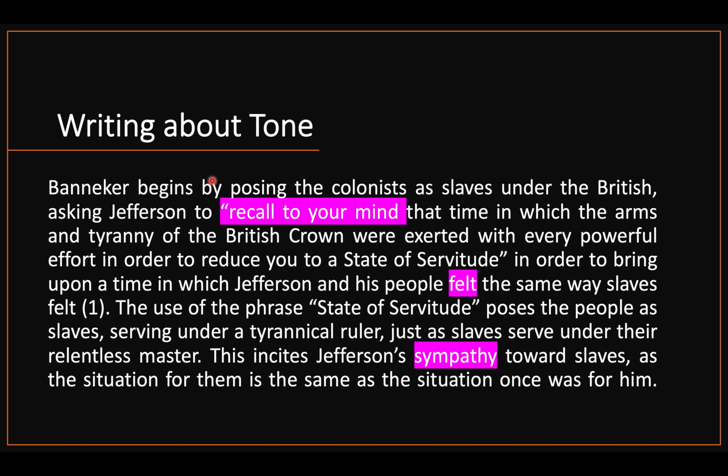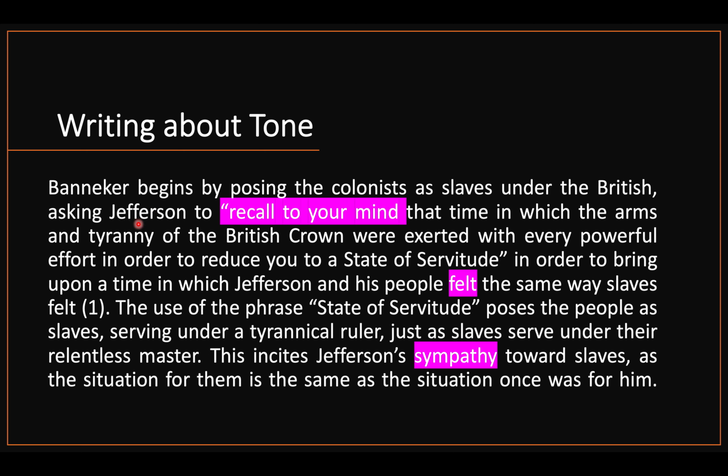Now, let's look at an example when writing about tone. This is from Nick. This is his paragraph, is this one and this one. So I have highlighted the portions where he implies, right, his understanding of the tone of the text. So, for instance, back to that Banneker example in Jefferson. So he's writing to Jefferson.